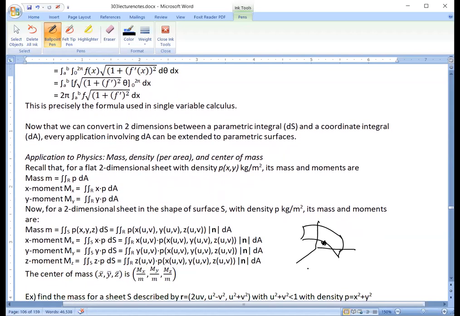Okay, so here's the question. Find the mass for this sheet, and the sheet has the formula R equals 2uv, comma, u squared minus v squared, comma, u squared plus v squared. So there's the formula for your surface. Next, the boundaries are u squared plus v squared is less than 1. And the density function is p equals x squared plus y squared. So let's find the mass.